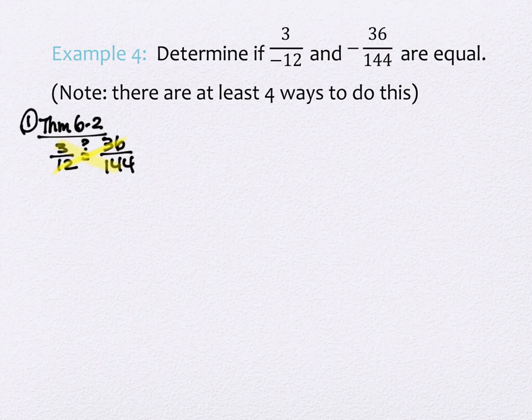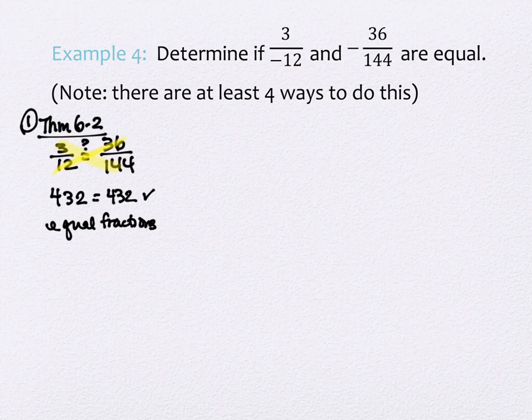What is 3 times 144? 432. And what is 12 times 36? 432. These are equal, right? So theorem 6.2 tells us that yes, we have equal fractions. Okay, so that's lovely.